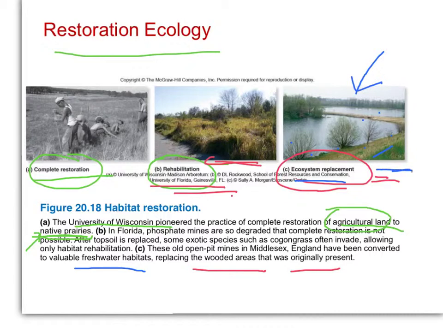So we see this combination of being able to completely restore a habitat, or rehabilitate a habitat to a certain extent, or completely replace the habitat. And all of these are areas for restoration ecology.